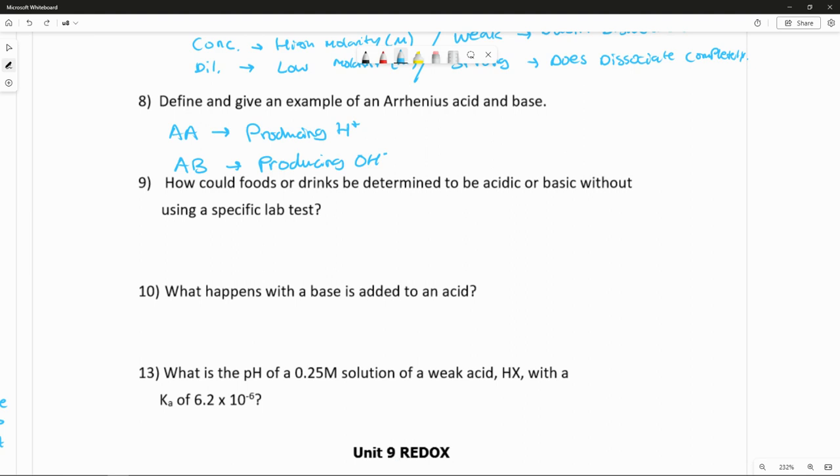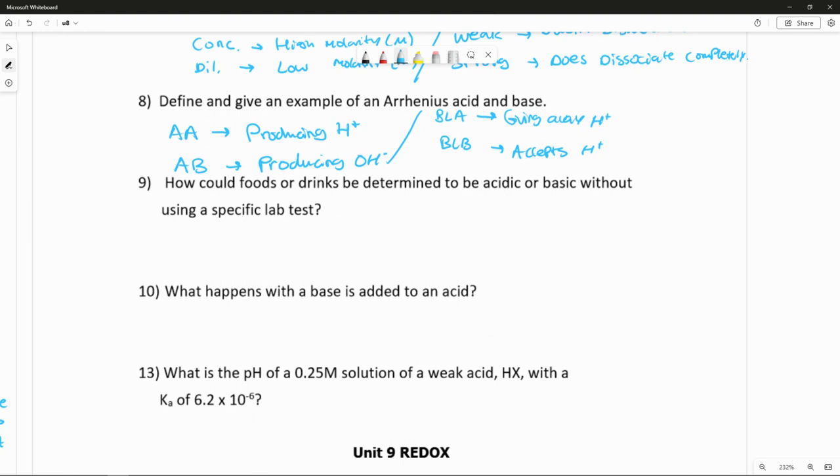It's very simple. And just for fun, let us go over Bronsted-Lowry as well. Bronsted-Lowry acid, BLA, is going to be giving away an H plus, a proton, and Bronsted-Lowry base is the one that accepts H plus. All right. Number 9.